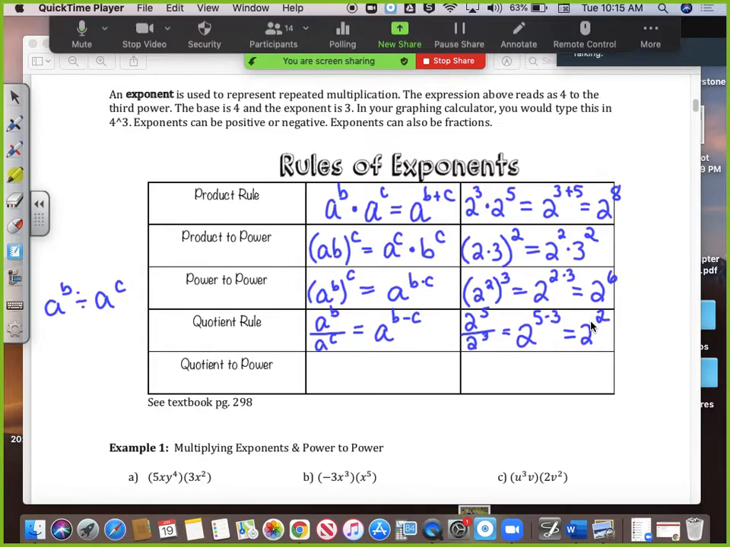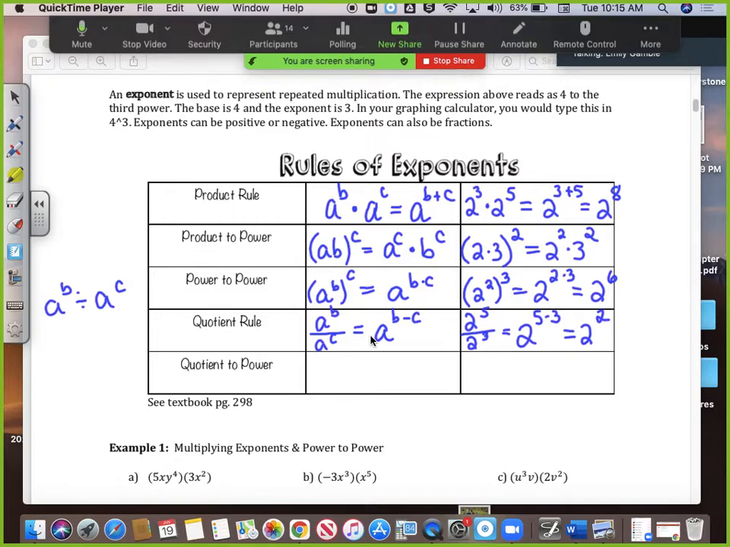Yeah? For the product rule and quotient rule, the bases are the same, you don't multiply them? No, what, that's if they're different? If they're different, you can't use the rule at all. Okay. So that was a great question. The question was, what if the bases are different? You can't use these rules at all if the bases are different.